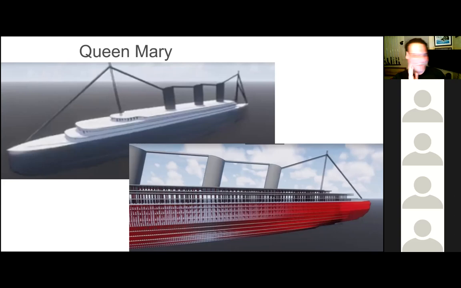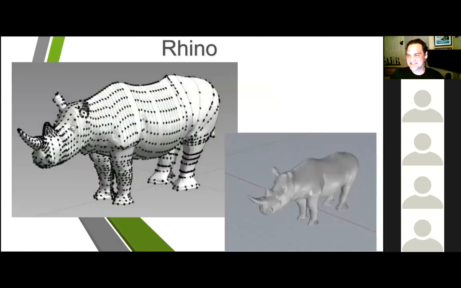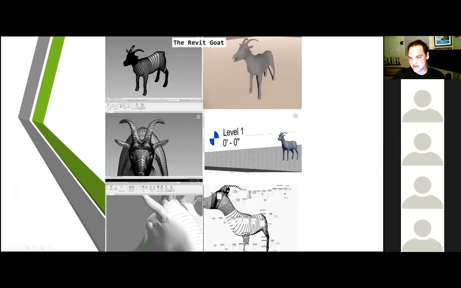Okay, good, getting more comments. Yes, the goat was done with visual programming. Yes, that's right. It sure was. The secret's out. You see all this rationalization? This was all done using Dynamo.